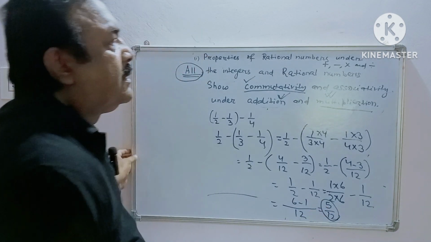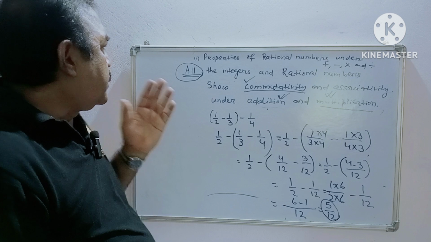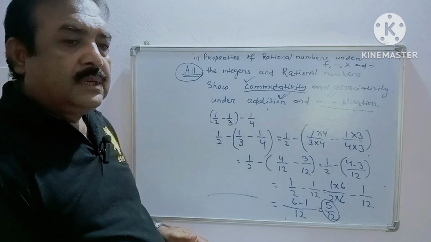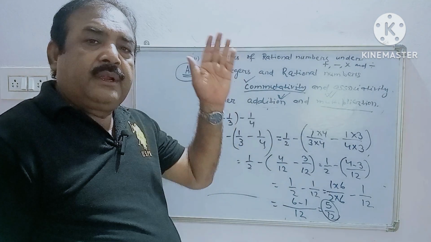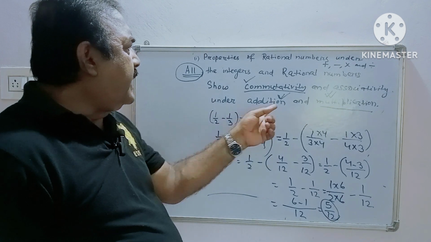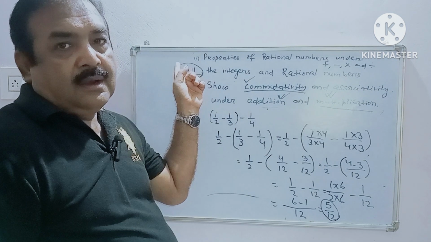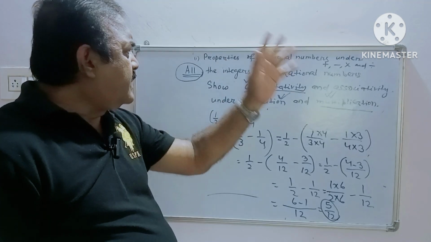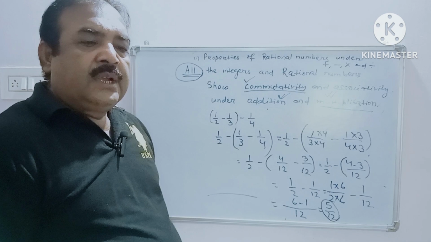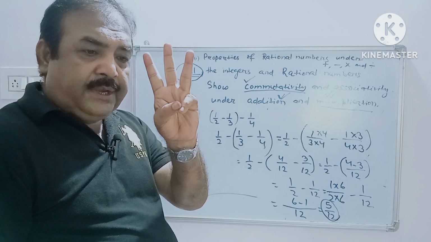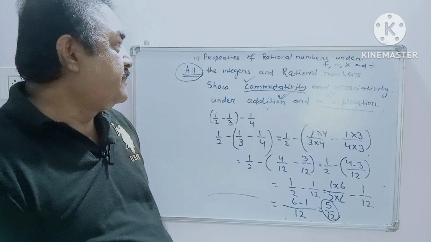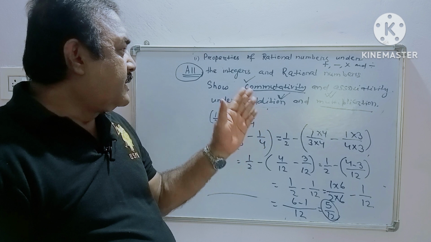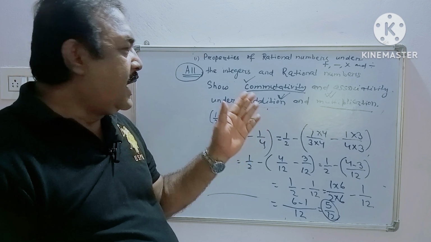So all the integers, not only integers, all the rational numbers, they show commutativity and associativity under addition and multiplication. All. And all the integers and rational numbers, they show closure property under 3 basic operations: addition, subtraction, and multiplication. Yes or no?